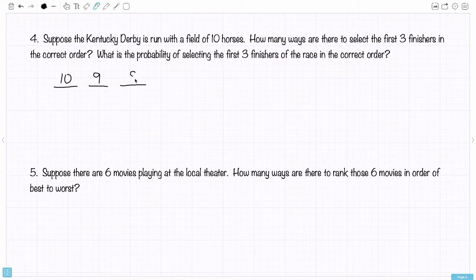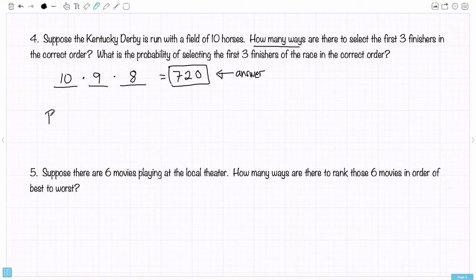there would be 8 choices for that third position because you already had 2 horses chosen for the first and second place. When you multiply these together, that's 72 times 10. That's 720. That answers the first question, how many ways?